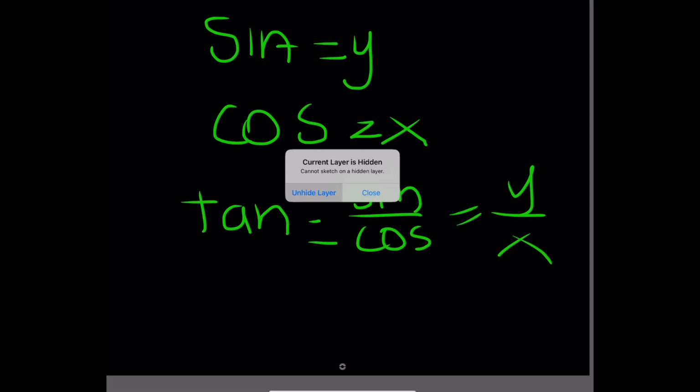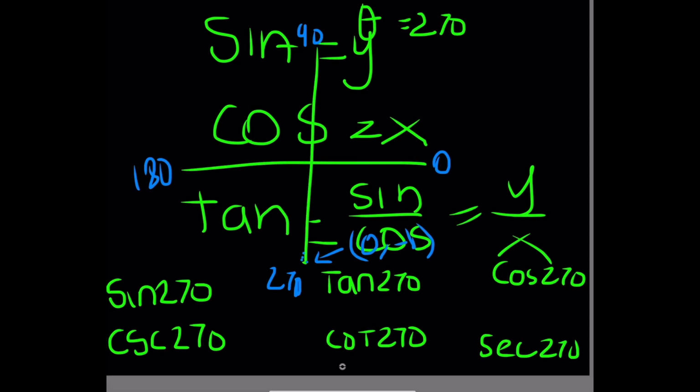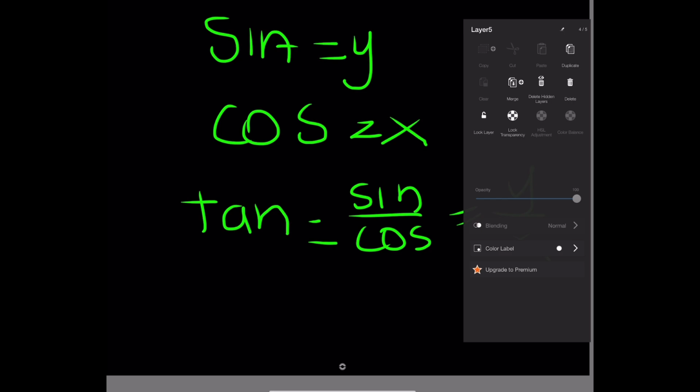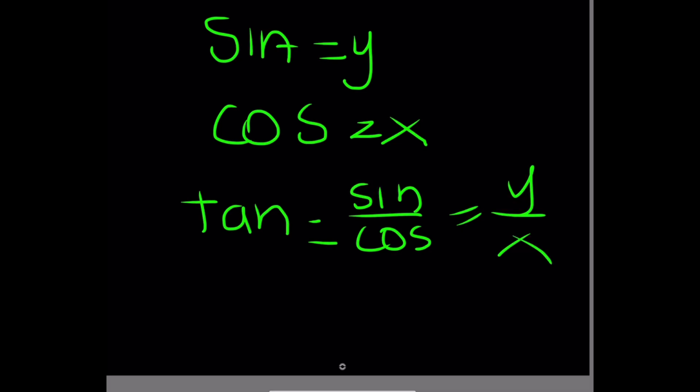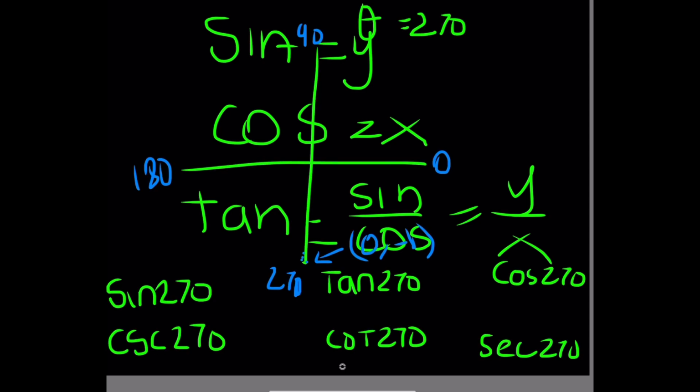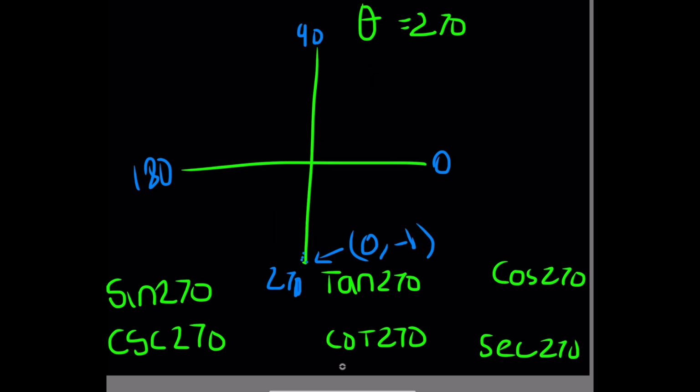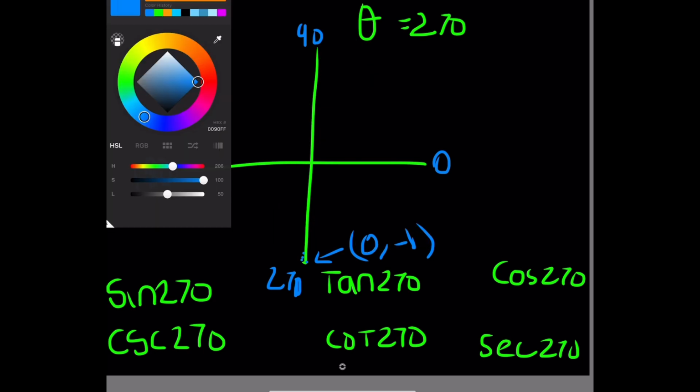Well, remember how I said sine was y, cosine is x, and tan is sine over cosine, which is y over x? That's where this comes in. So now you're like, okay, you just told me that, but I still don't know how to apply it.